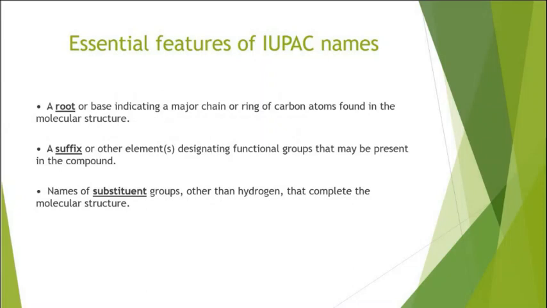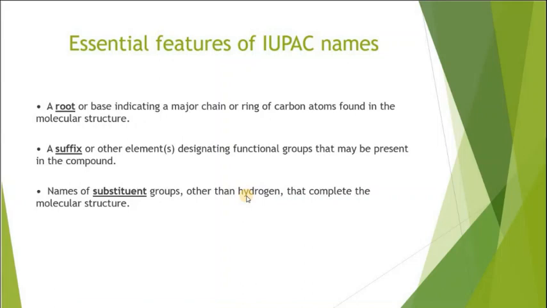In general, an IUPAC name will have three essential features. It should have a root or base, indicating a major chain or ring of carbon atoms found in the molecular structure. It should have a suffix or other elements designating functional groups that may be present in the compound. And it should have the names of substituent groups as well, other than hydrogen, that complete the molecular structure. Hydrogens need not be mentioned in the name because it is understood that the tetravalency has to be satisfied.